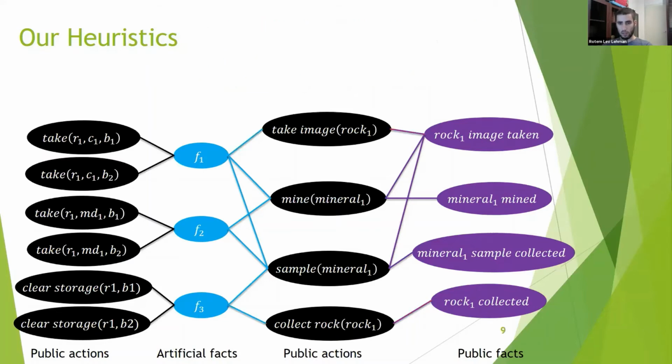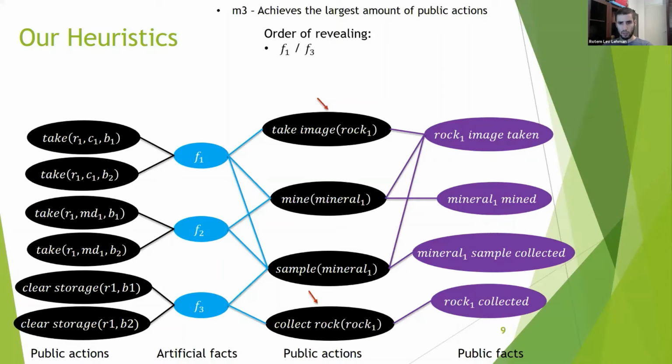Okay. All of the heuristics are detailed in the article, but I will now present M3, which performed the best in the experiment, in a more thorough way. As I said in the previous slide, M3 attempts to maximize the amount of public actions that can be executed. In the first iteration, publishing the artificial effects F1 and F3 both enable immediately one public action.